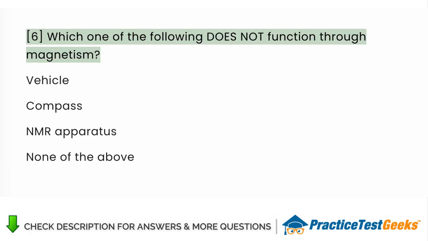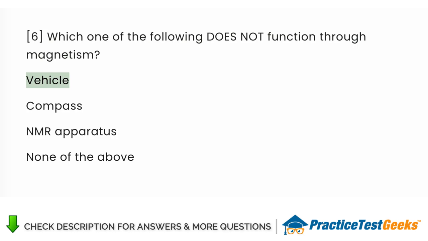Which one of the following does not function through magnetism? Vehicle. Compass. NMR apparatus. None of the above.